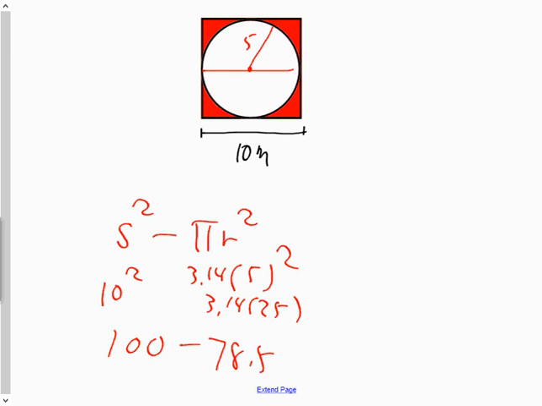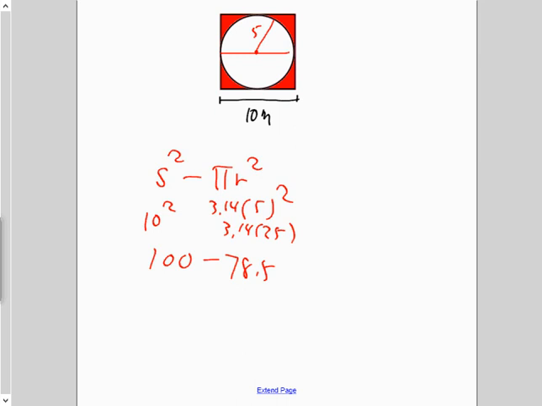So therefore, the area of the square, if nothing was cut out, would be 100. The area of the circle, which is what's missing from the square, is 78.5. So therefore, the area of the remaining red would be 21.5 square meters of red.